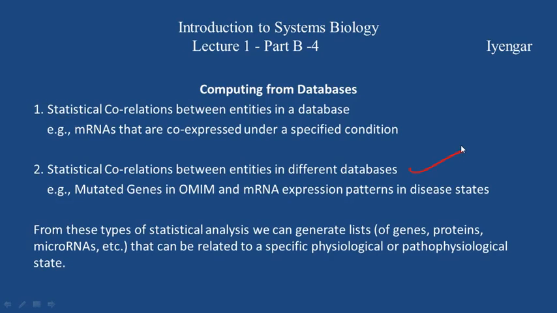From these types of statistical correlation analysis, and this is a very important starting point, one can generate lists of genes, proteins, microRNAs that can be related to a specific physiological or pathophysiological state, or in the case of understanding regulation, how a perturbation changes a certain expression profile. And these data sets, these lists, form the basis for understanding parts of the system as a whole that might be involved in a specific function.